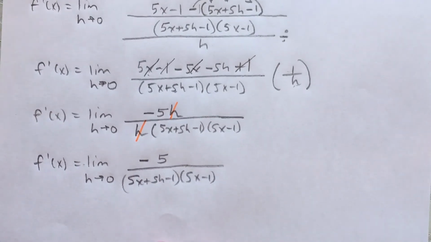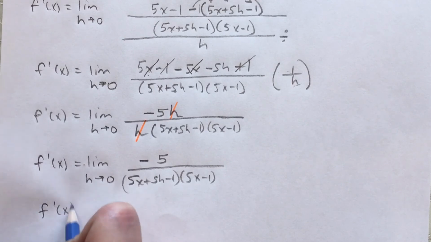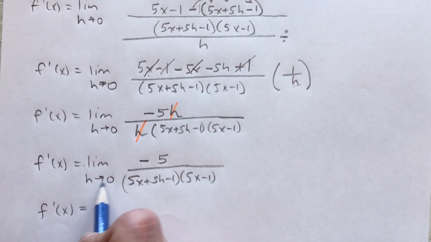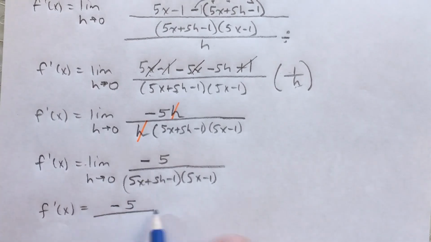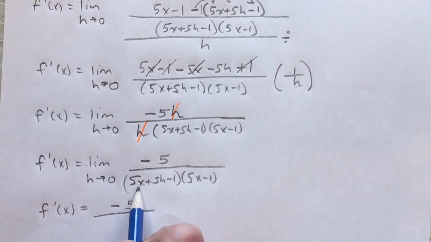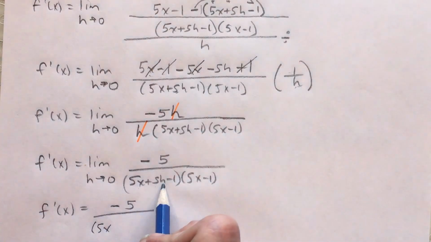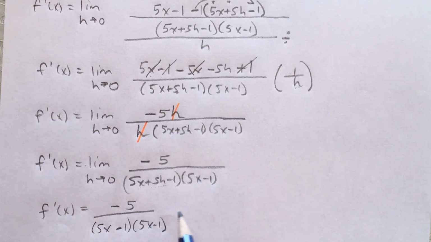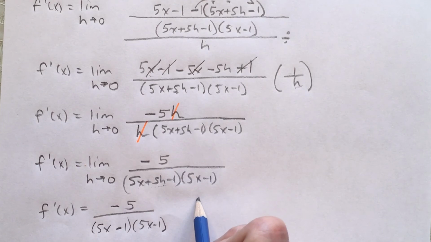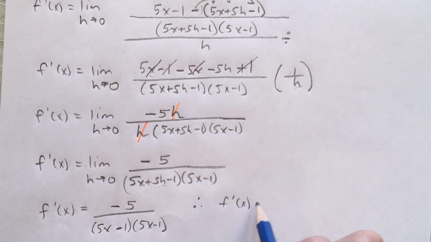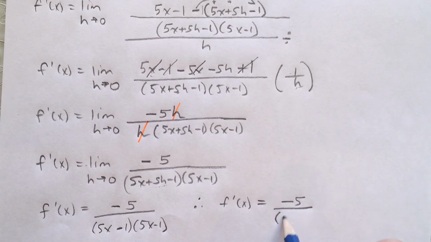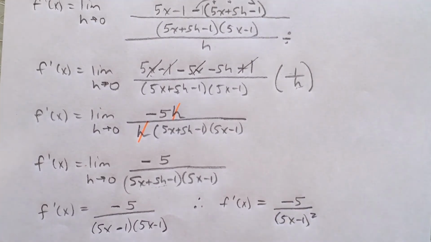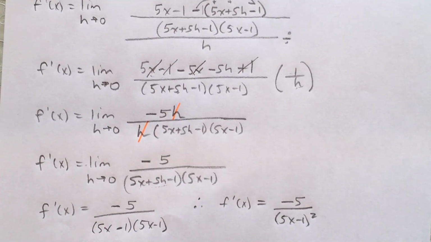So now it's safe to let h approach 0. And if we let h approach 0, negative 5, the numerator stays the same. The denominator, 5x isn't affected, but plus 5h, that's going to become plus 5 times about 0, so that's going to go to 0, minus 1, times another 5x minus 1, which can be written more nicely as f prime at x is going to be negative 5 over 5x minus 1 all squared. Okay, so there's our f prime at x, so that's part A.